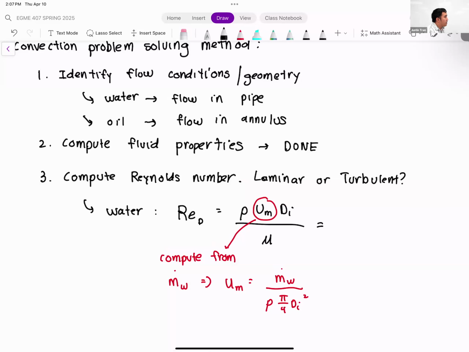We plug all that in, plug in the density, the fluid properties, mean velocity, inner diameter. For the water, what we get is a Reynolds number of 14,050. Okay. Which is very turbulent. So since this is above 2,300, this is turbulent.